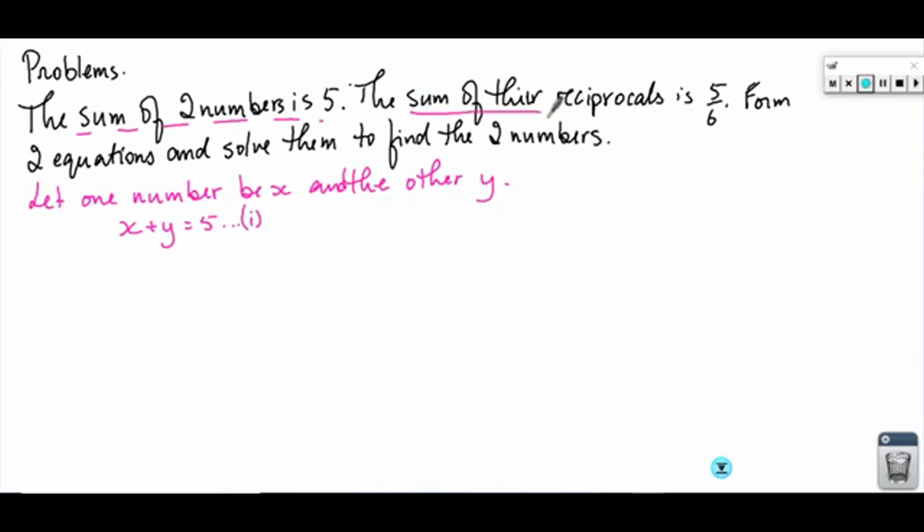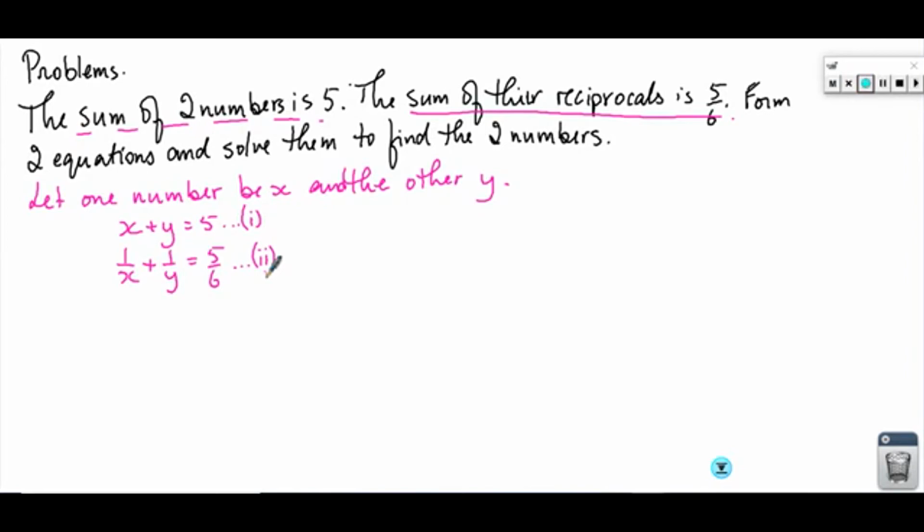The sum of their reciprocals is 5/6. So the reciprocal of x is 1 on x, of y is 1 on y. The sum of the reciprocals is 5 on 6. And that's equation number 2. Now, as you can see, in this equation we've got an algebraic fraction, meaning that we must first simplify that, or we can also substitute, but come what may, we need to simplify that algebraic fraction.